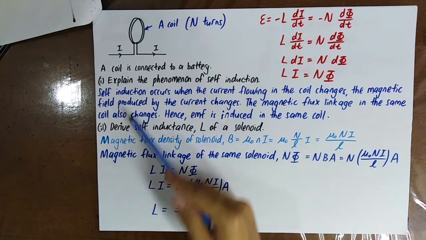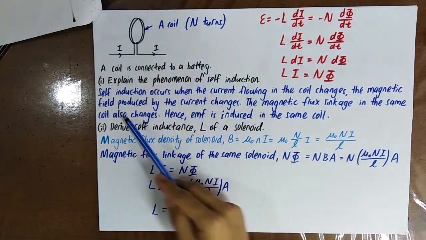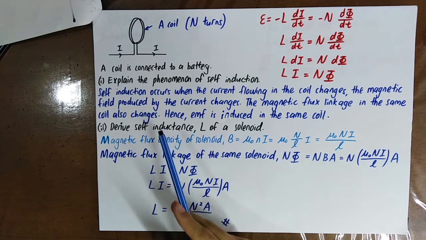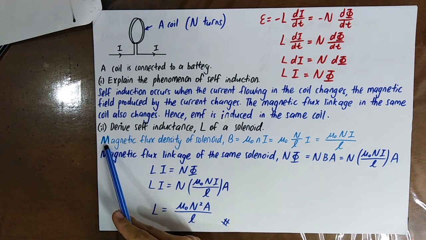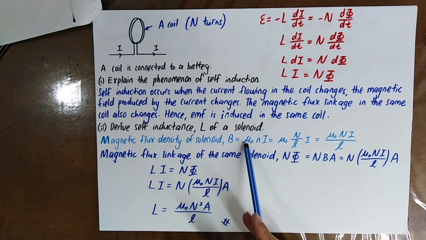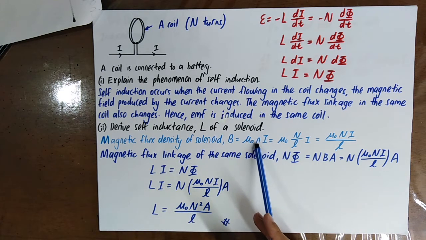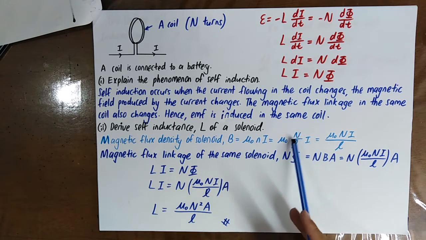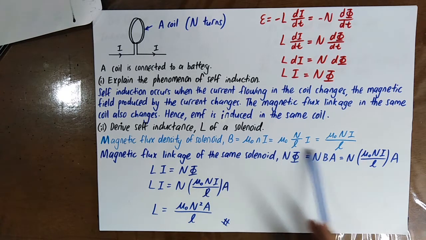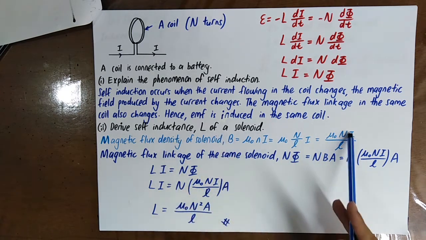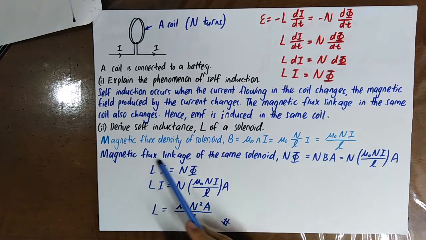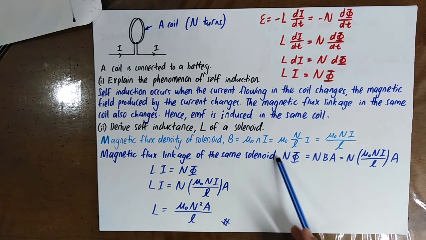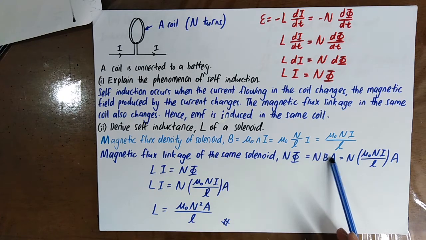So for example, if this is a solenoid, please derive the self-inductance of the solenoid. You know that the magnetic flux density of the solenoid is mu naught n i, where n is the turn density, the number of turns over L, where L is the length of the solenoid. So this is the magnetic flux density inside the solenoid. And then, the magnetic flux linkage of the same solenoid is N phi, which is N B A.